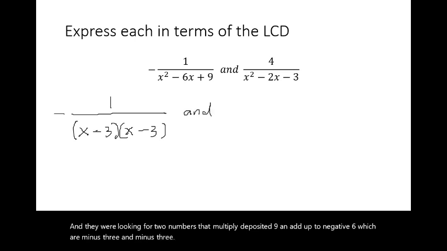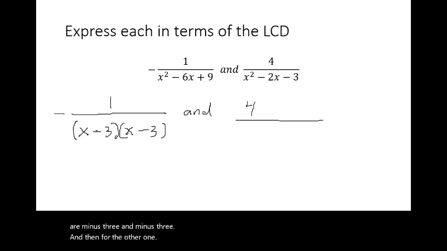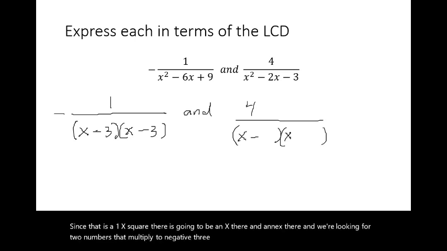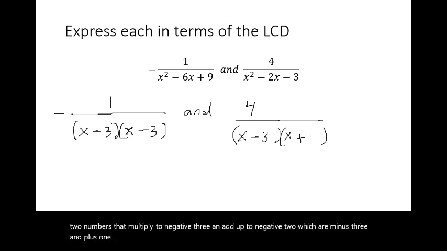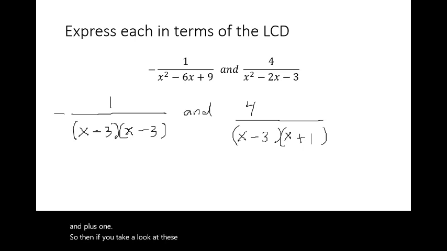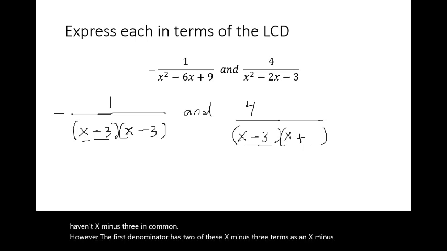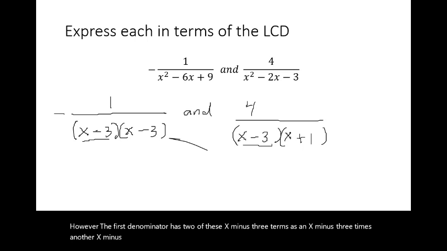And then for the other one, since that is a 1x squared, there's going to be an x there and an x there. And we're looking for two numbers that multiply to negative 3 and add up to negative 2, which are minus 3 and plus 1. So then if you take a look at these two denominators, they do have a common factor. They have an x minus 3 in common. However, the first denominator has two of these x minus 3 terms. It's an x minus 3 times another x minus 3. The second denominator only has one.